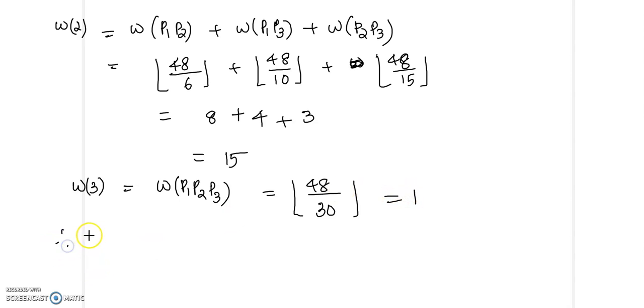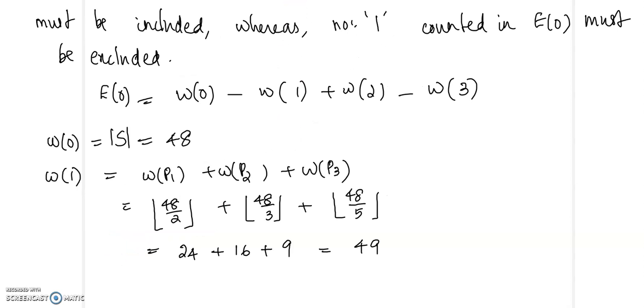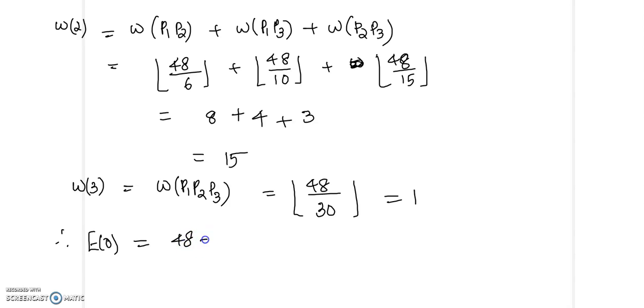So therefore the required value E of 0 will be 48 minus 49 plus 15 minus 1. So that will be equal to 15 minus 2, which is equal to 13.